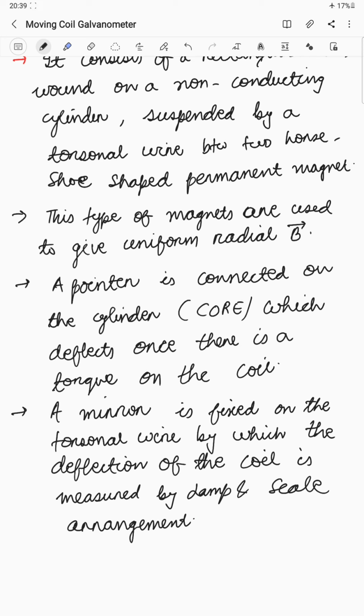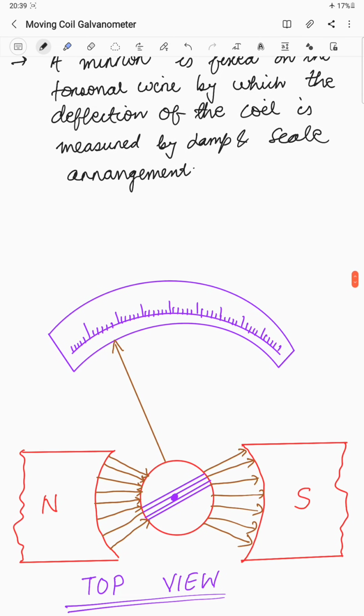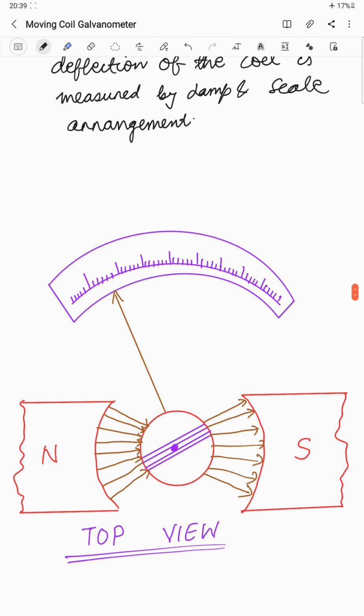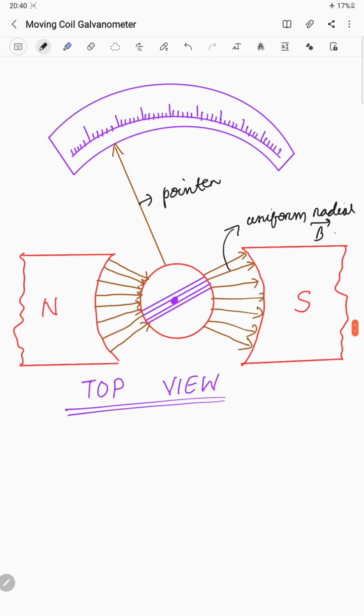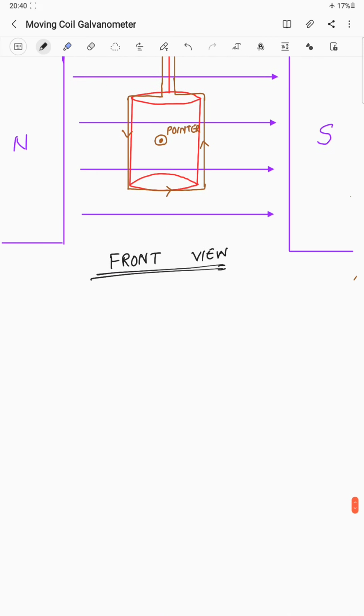After that we will go for the working, where we will require the necessary theory. And in this top view, do not forget to mention that this is your pointer. And the uniform radial field which I was talking about, which is being produced by the horseshoe shaped permanent magnets, it is this one. They are uniform radial magnetic field. So kindly draw this top view. Moving to the next one, that is your working. We will go for the working of this.